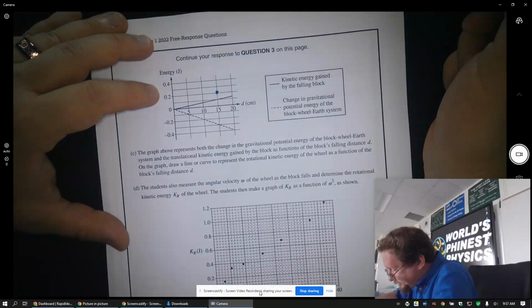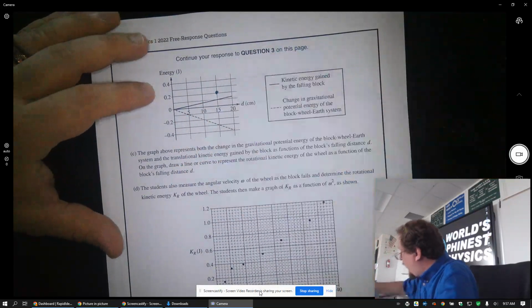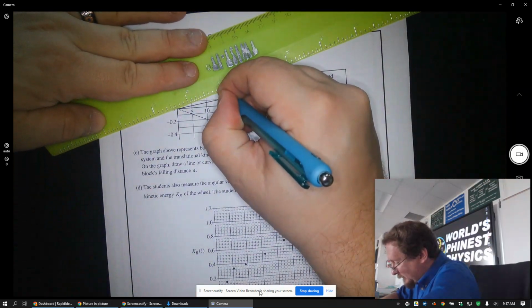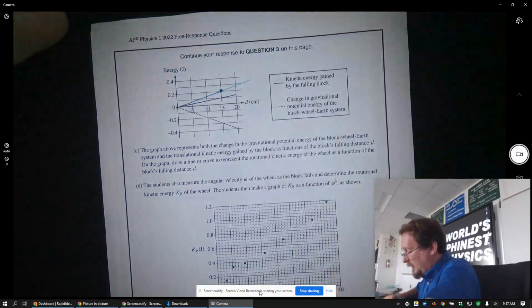It didn't say label it, but I am going to use a straight edge because I want to be really nice looking, right? Okay, so there you go.